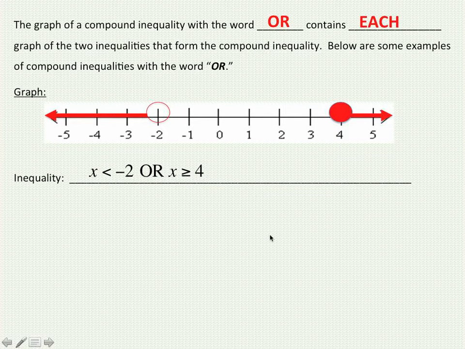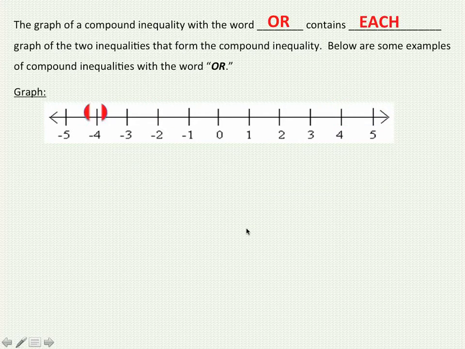It's kind of like if you go to a restaurant and kids eat free and senior citizens eat free. Let's say your kids are less than 10, so people less than 10 eat free, and then your senior citizens over 65 eat free, so people greater than 65 eat free. So in order to eat free, you either have to be less than 10 or more than 65. So that's an OR kind of graph.